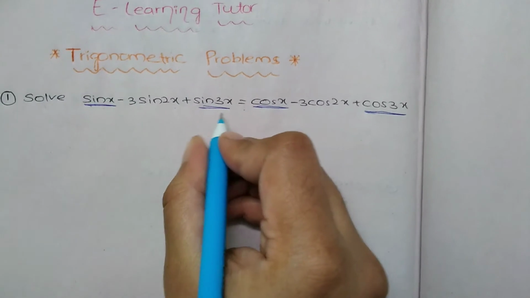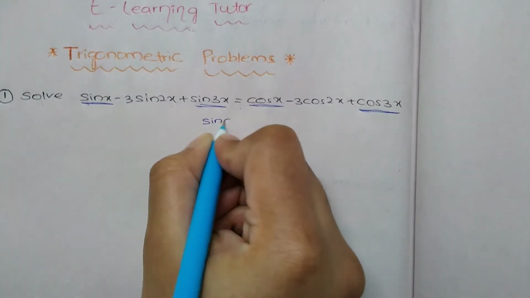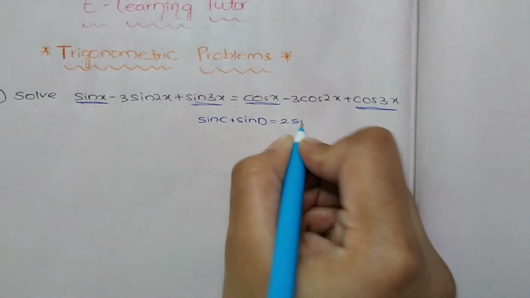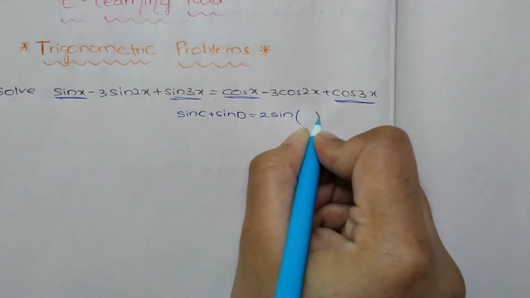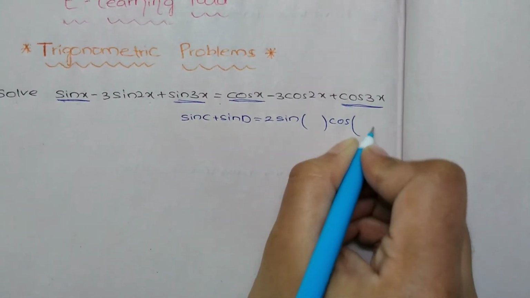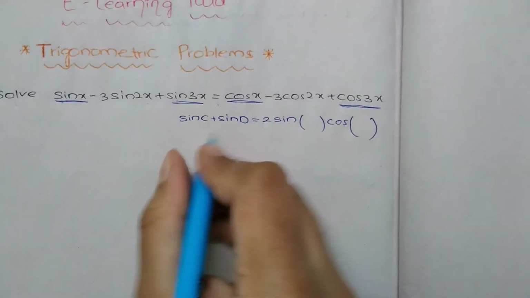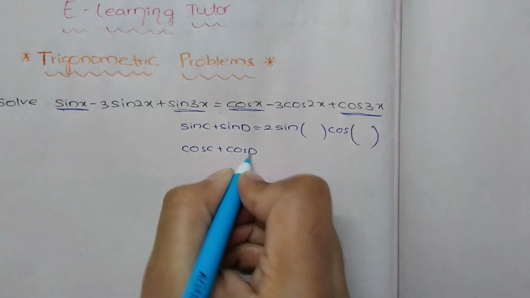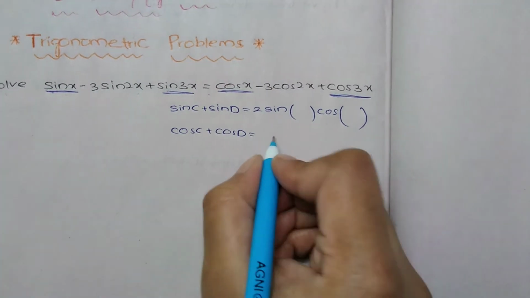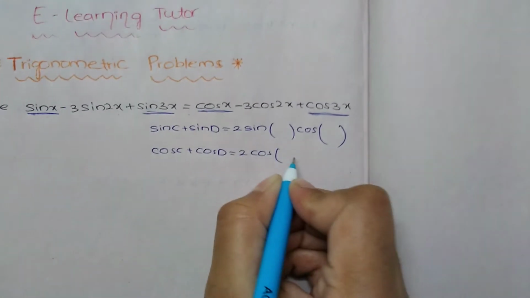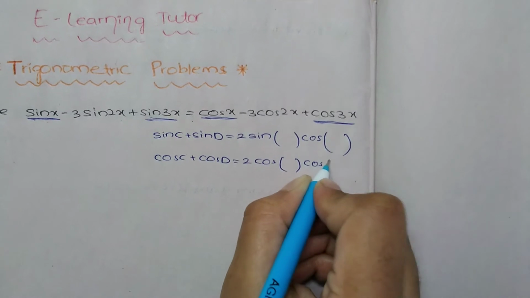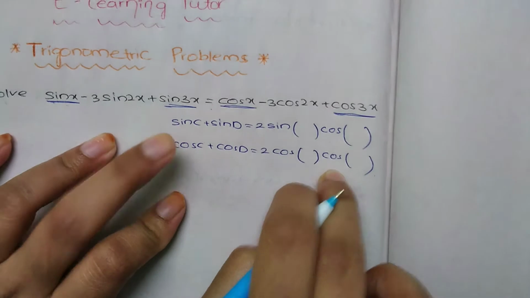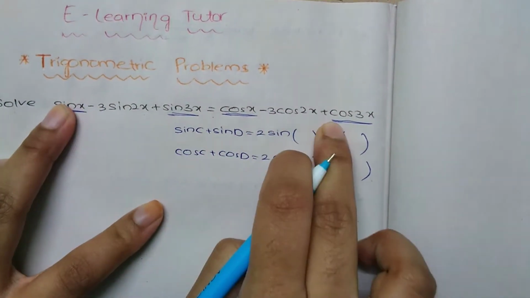We know these formulas, right? Sin C plus sin D is equal to 2 sin (C plus D) by 2 cos (C minus D) by 2, and cos C plus cos D is equal to 2 cos (C plus D) by 2 cos (C minus D) by 2. So we have to apply these transformation formulas here.